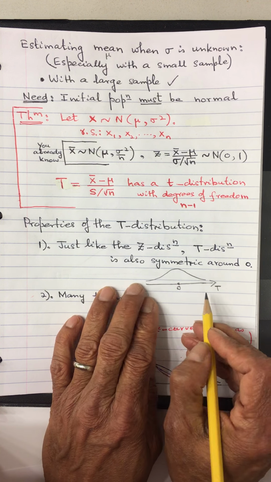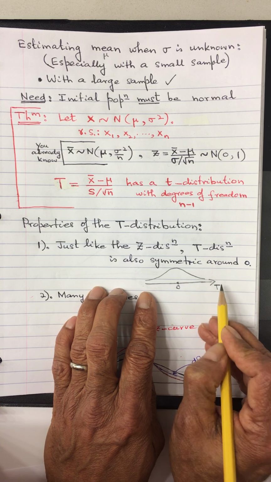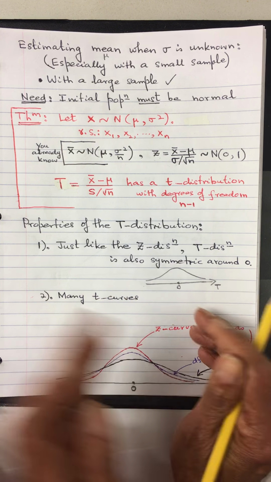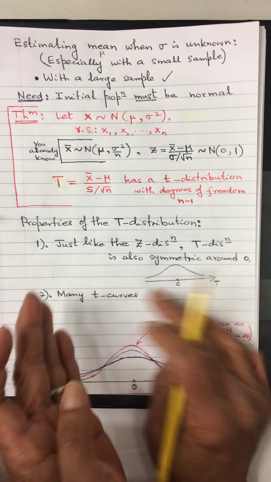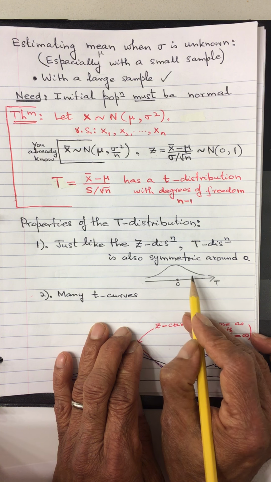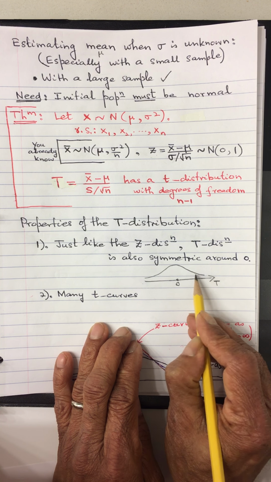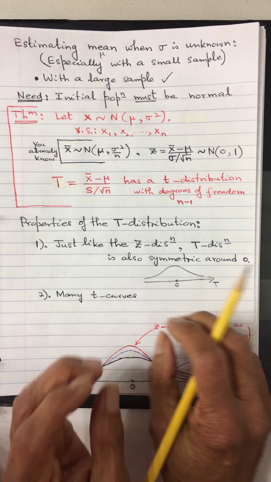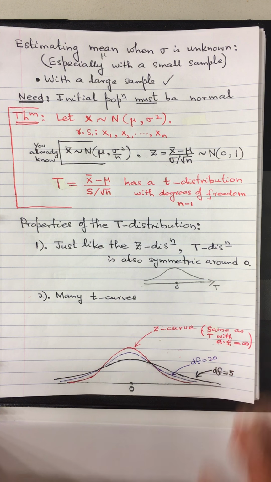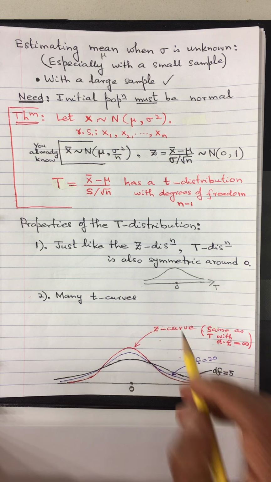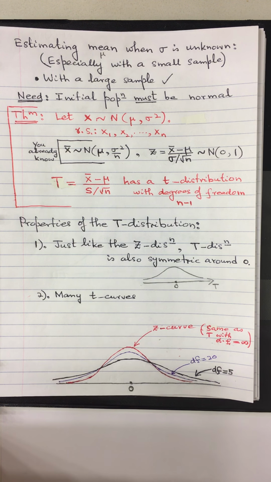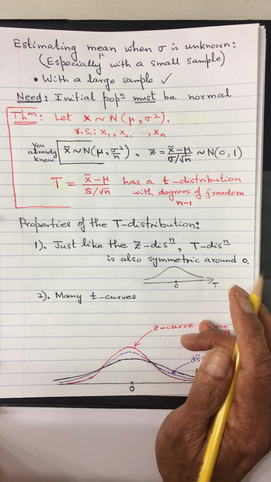For the z, when you go from minus 3 to plus 3, everything has to be there, with very little left afterward, above or below. But for the t, that is not the case. These parts are much larger than the z curve. This is known as the upper tail, and this is known as the lower tail. These tails are a little bit thicker than the normal tails. So that's the t distribution. For the normal distribution, everything is kind of within 3 standard deviations of the mean.